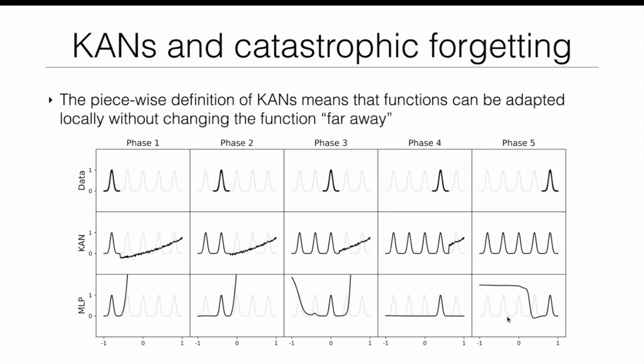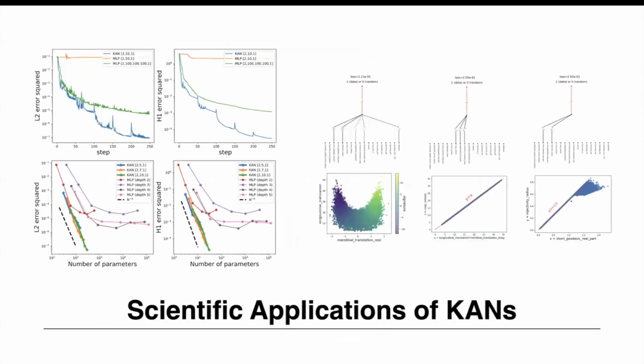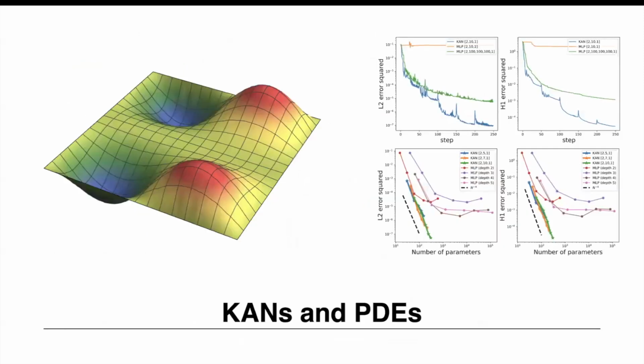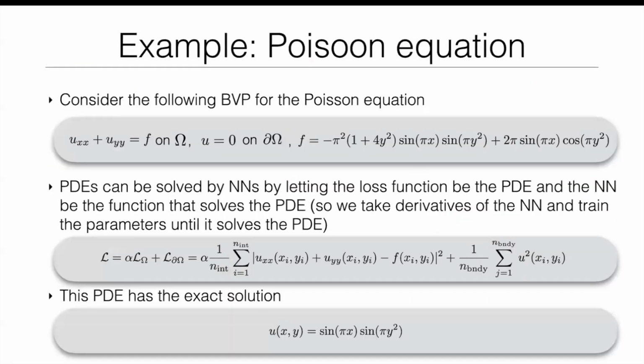So these are the different properties of KANs I wanted to discuss. And in the last 5 minutes or so, I want to show you two examples of a scientific application for KANs. One is using them to solve partial differential equations. And there we just studied a simple example of a boundary value problem.